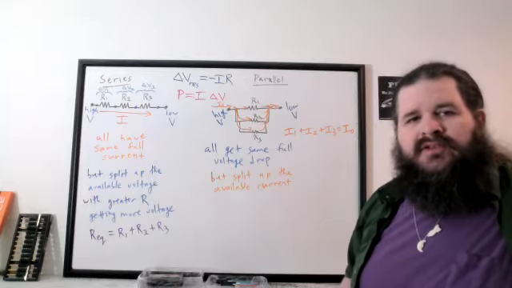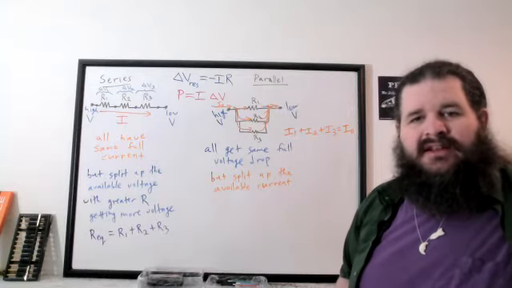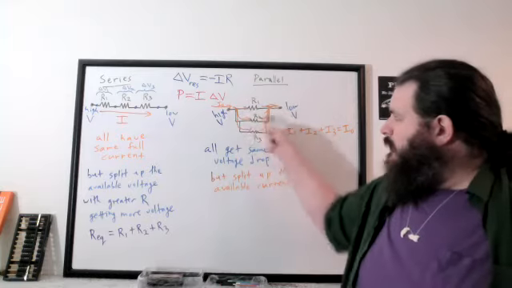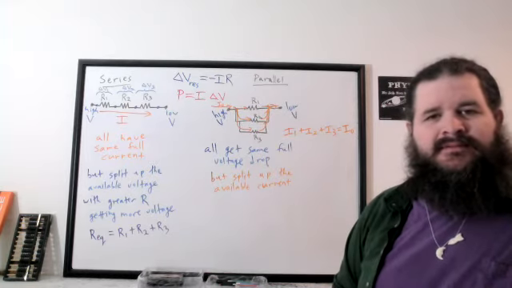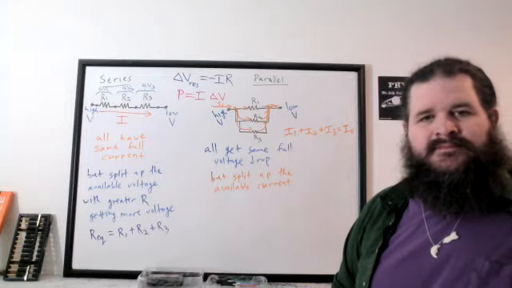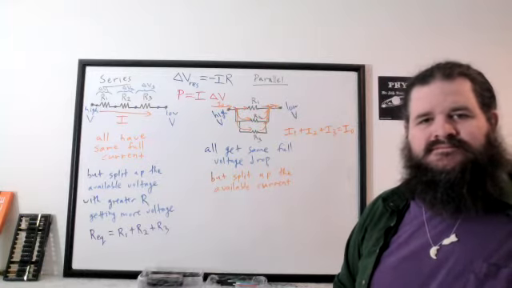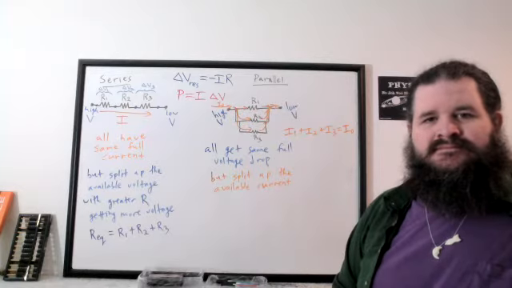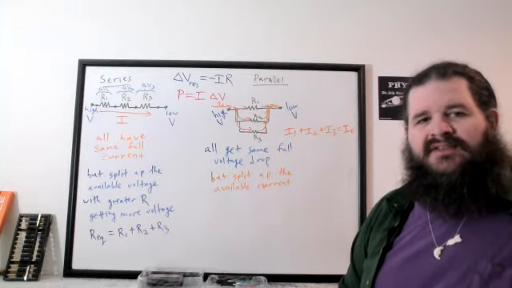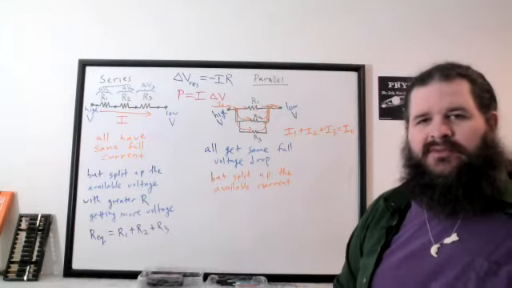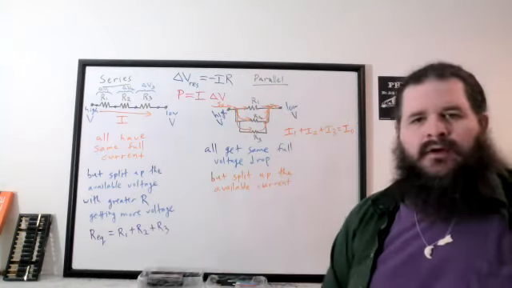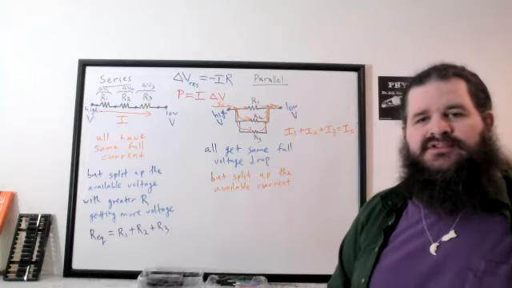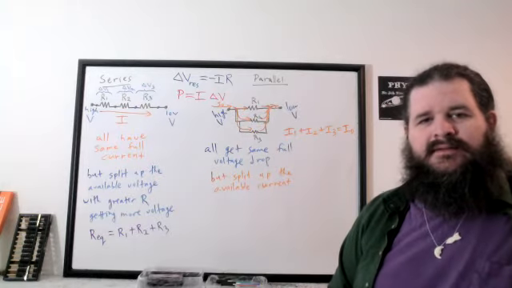And under what circumstances would you assume the current splits up evenly? Like 1/3, 1/3, 1/3. When would you expect that to happen? Yeah, if they've got the exact same resistance, there's no reason for a current to prefer going one way or the other. So it would split up evenly. Or if they're different resistances, how would you decide which one gets more current?